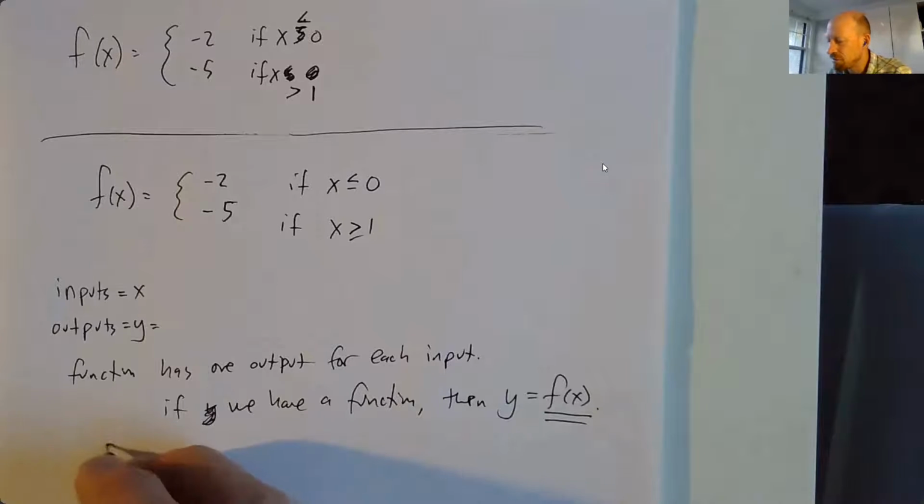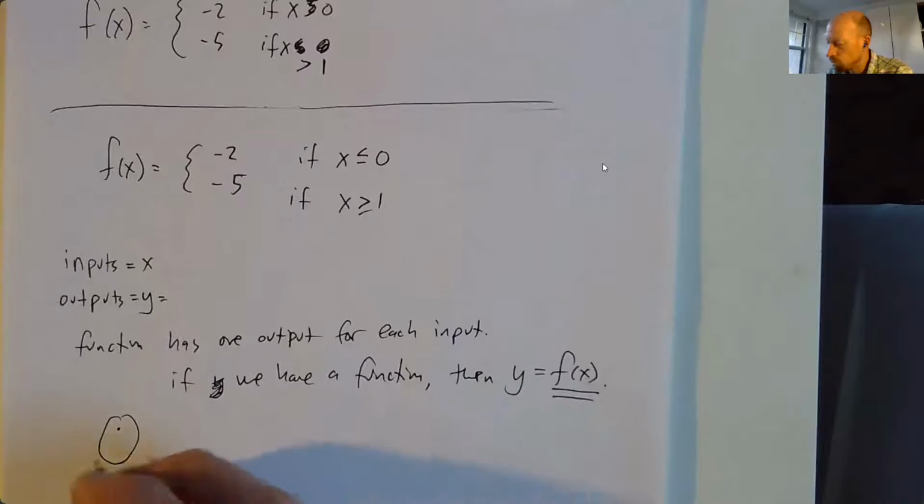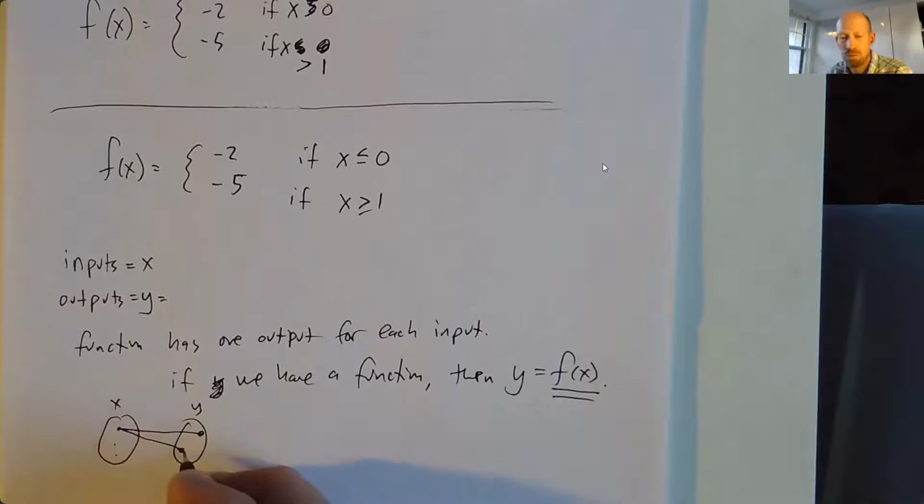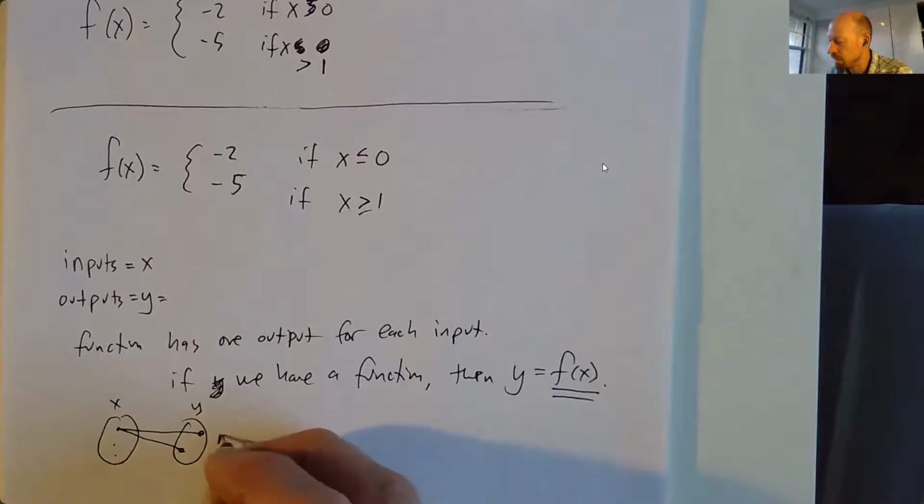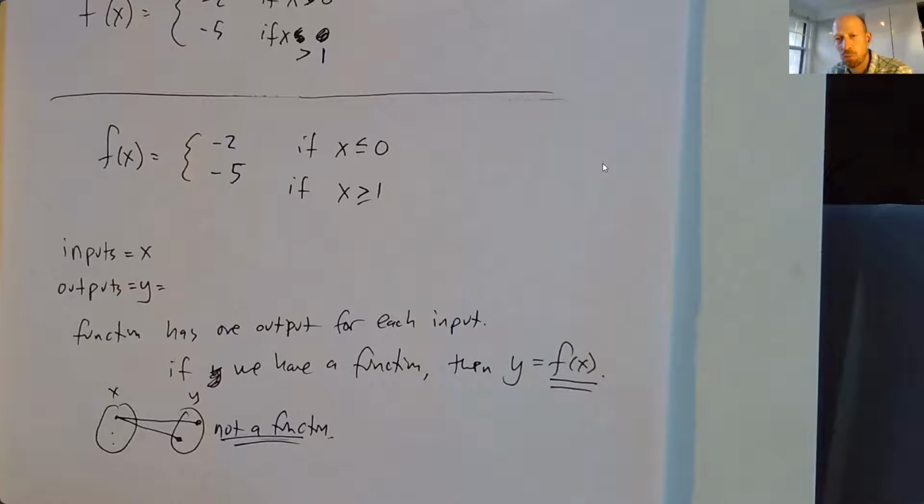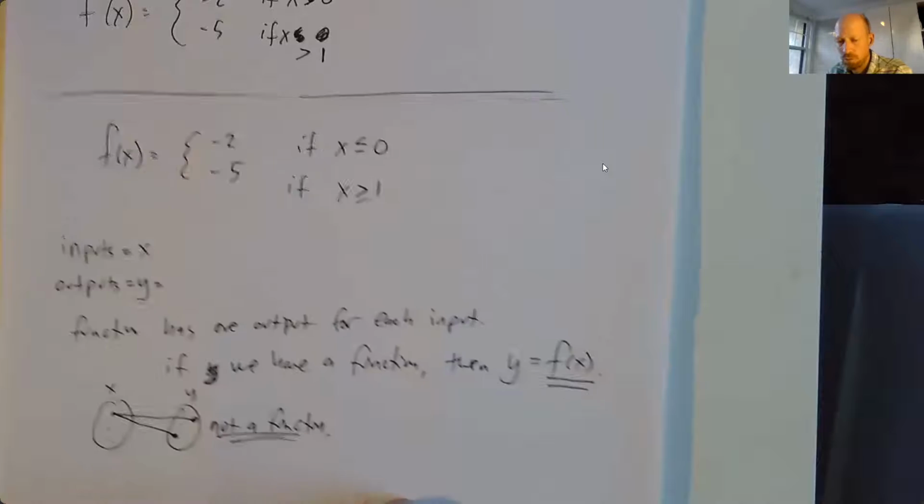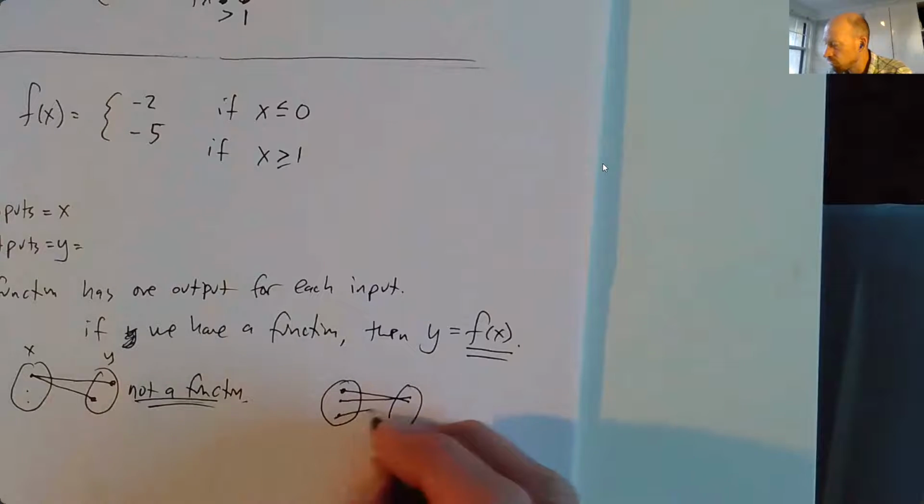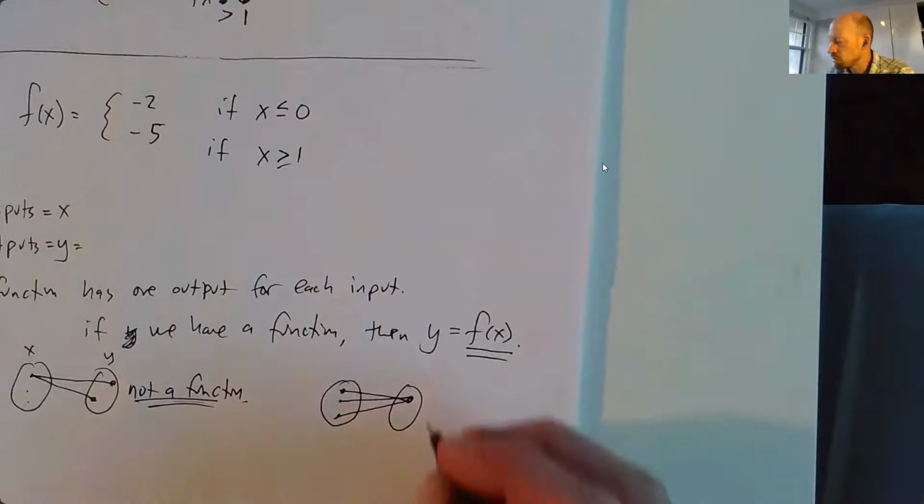We cannot have a situation where we have these x values and these y values, and an x value goes to 2 or more y values. This would not be a function. Each x value can only go to one y value. But it's fine to have x values all go to the same y value. This is okay, right? A function.